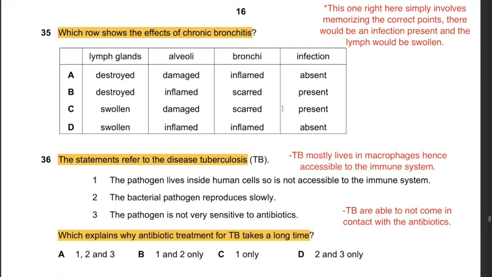Question 35. Which row shows the effects of chronic bronchitis? This question right here simply involves memorizing the correct points. There would be an infection present, of course, leaving us with the answer being either B or C, and the lymph glands would be swollen, not destroyed, because T cells would be produced. Hence, the answer is C. Lymph glands swollen, alveoli damaged, bronchi scarred, infection present.